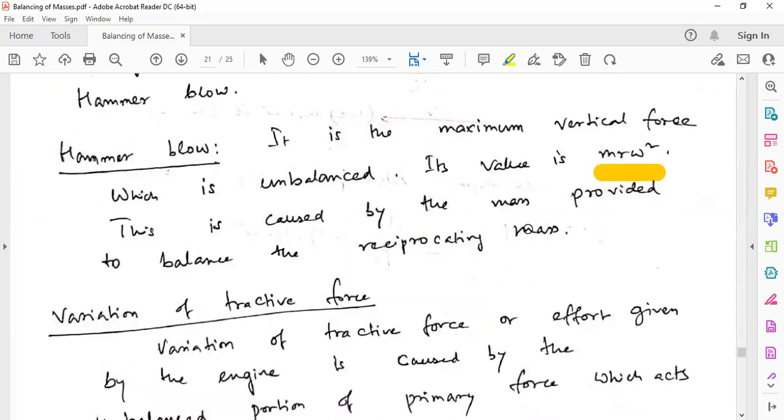So this is caused by the mass provided to balance the reciprocating mass. Sometimes you know that the reciprocating unbalance is there. If they provide some mass to balance that, that mass additionally causes some vertical up and down motion. That's called hammer blow.